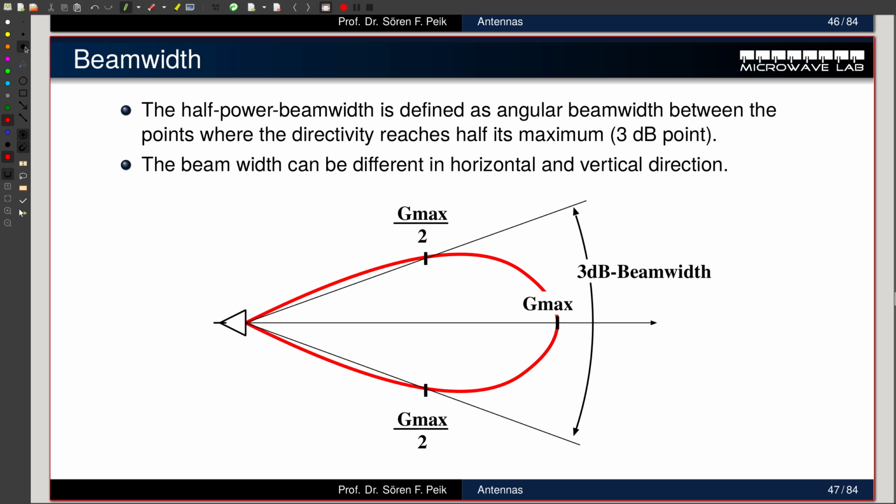So here's a slide again explaining the definition of the beam width. The beam width is defined as the angular beam width between the points where the directivity reaches half its maximum. Here is my maximum power. Here it's half, here it's half. In dB, half is 3 dB. That's why it's called the 3 dB point. And then you define these angles and you get your so-called 3 dB beam width.